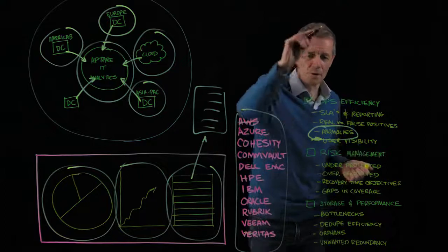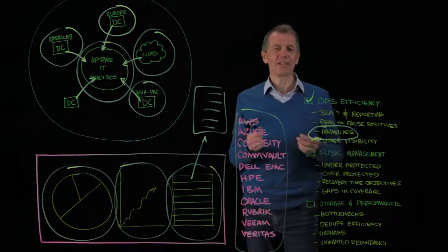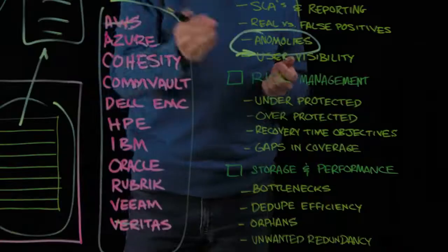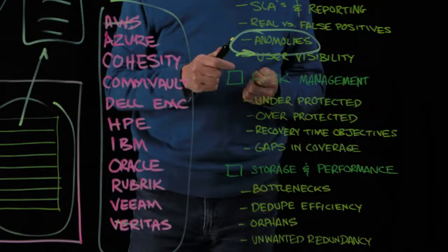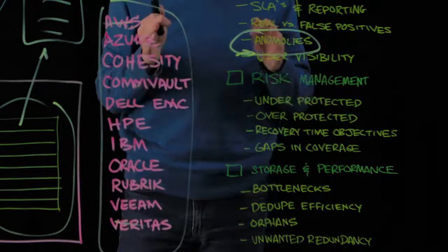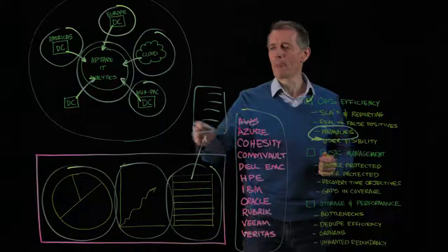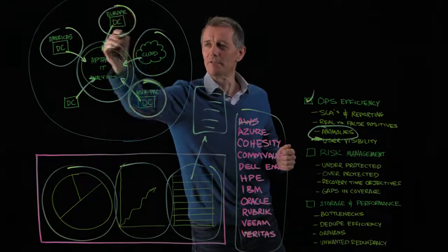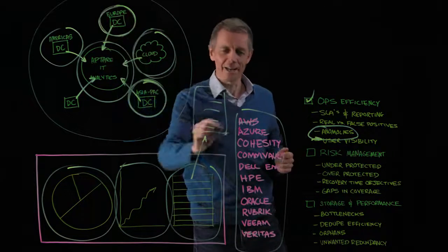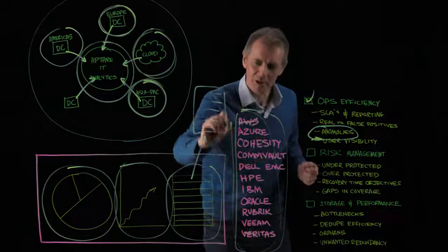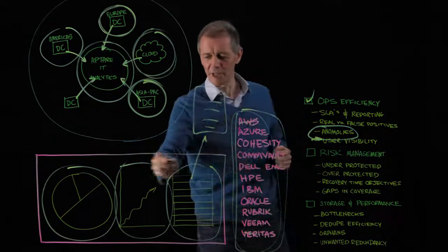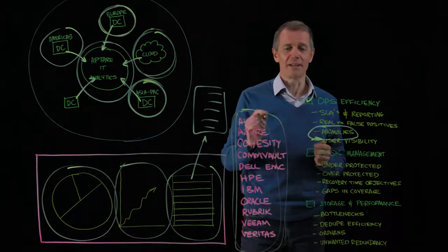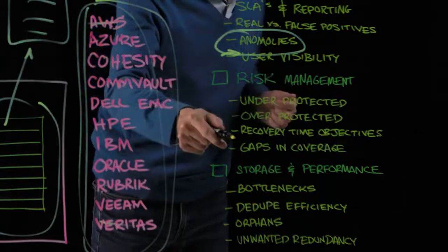All right, so what about risk management? That's a very key topic for data protection. Underprotection is probably top of the list. You could be underprotected by not having any protection at all. And because we collect directly from all of the infrastructure here, and we collect from all of your backup products, we can show you information and reporting that is not just through the lens of your backup product. And that allows us to identify gaps.